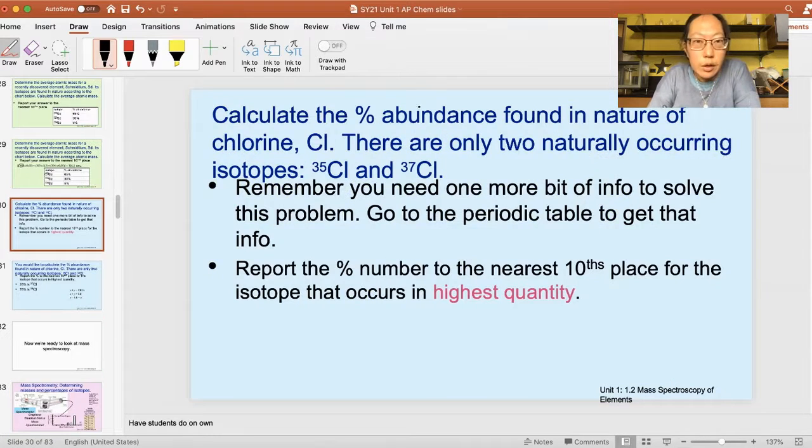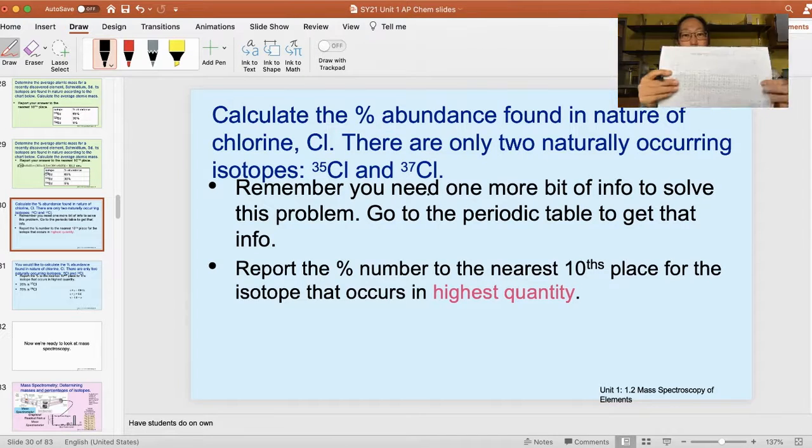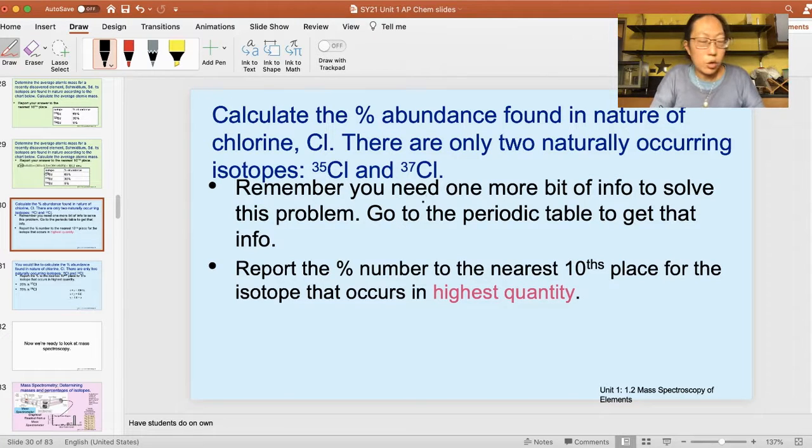Let's try this one. Okay, this one says, calculate the percent abundance found in nature of chlorine. There are only 2 naturally occurring isotopes. Okay, and it's telling you that you need to go to the periodic table. So if I go to the periodic table, by the way, this one is posted on Google Classroom now. Chlorine, if you look, is 35.45 AMU. Okay. And it says report to nearest tenths place.